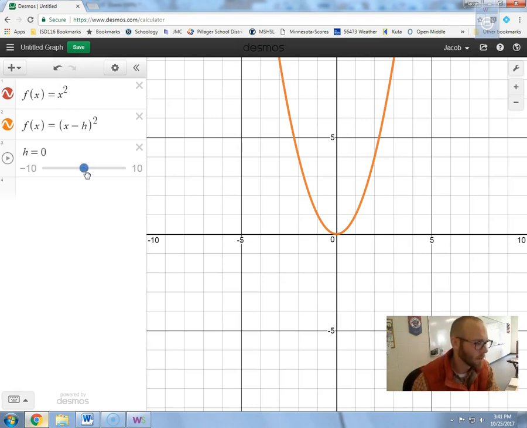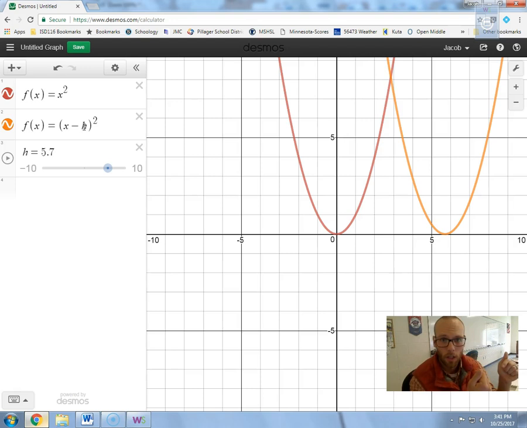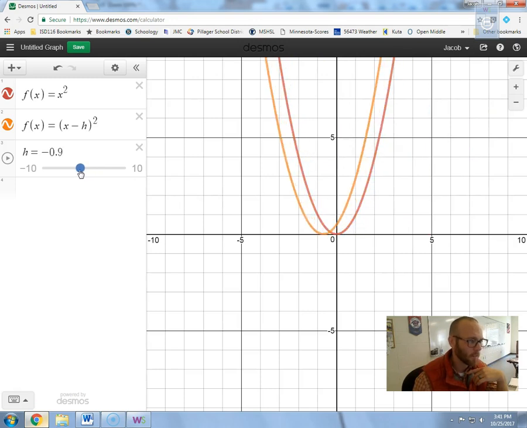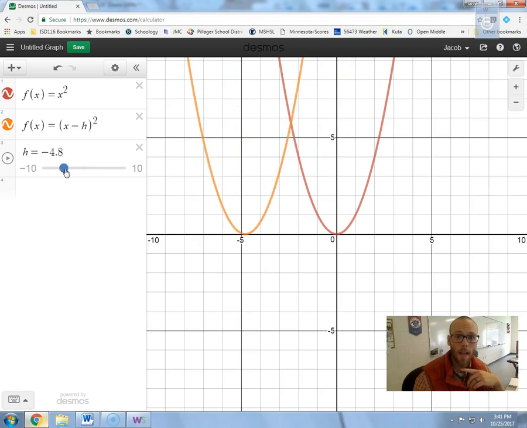Now what happens as I make h bigger and bigger and bigger? It's sliding to the right. Now be careful not to get confused. x minus h. Right now I have x minus 5.7. So when it's a minus 5.7, it actually moves it which direction? To the right. Now let's bring it back this way. Now h is negative, and it's moving the graph to the left.